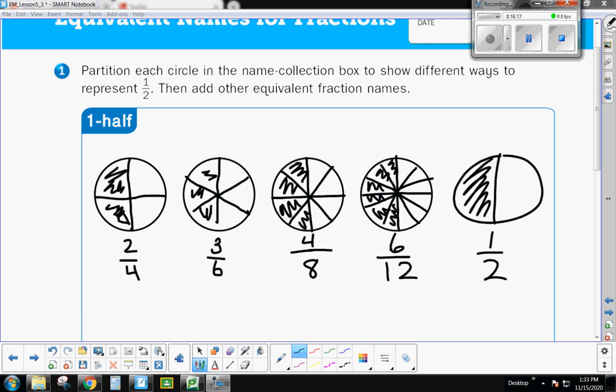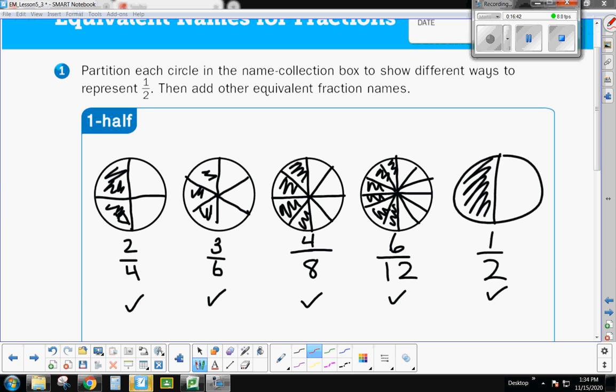So for the 1/2, you should have had 2/4, 3/6, 4/8, and 6/12, and all of those equal 1/2. Now, boys and girls, take a look at this. I want you to actually pause the video and look at these fractions. I want you to see what you notice about these fractions. Go ahead and pause the video.